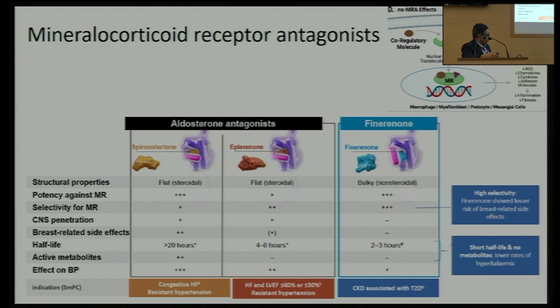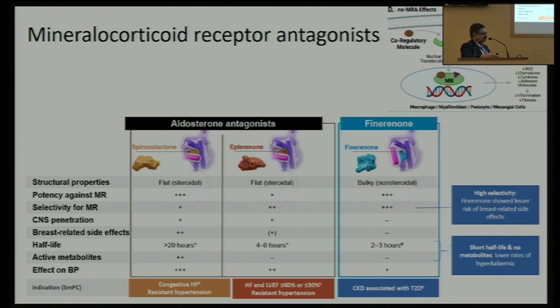Do not start any mineralocorticoid antagonist with potassium of more than 5. So hold Aldactone or spironolactone. Let the potassium come down. Give anti-hyperkalemic therapy if needed, because we are not sure, because spironolactone will take some time for its effect to go away.